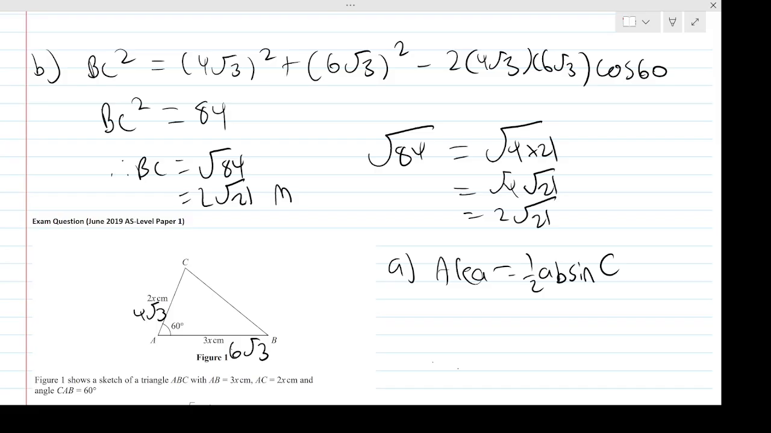So that's hopefully got you a good idea how we can use that area formula, this half AB sine C. Next time, as I said, we'll be looking at trickier examples, but hopefully you've got a good gist now of how we do the cosine rule, the sine rule, and this half AB sine C formula for the area.